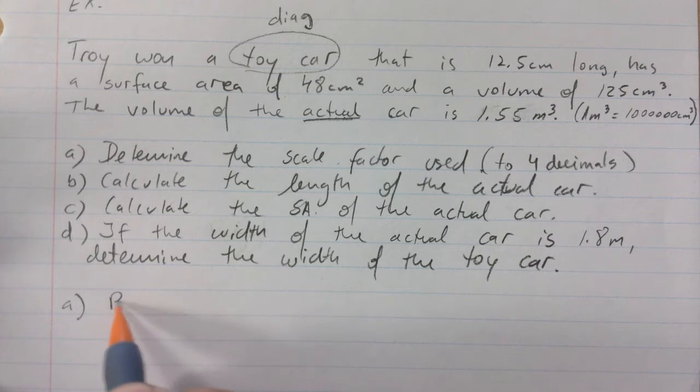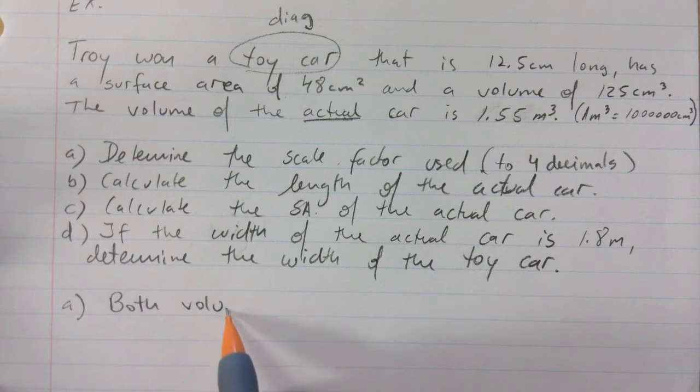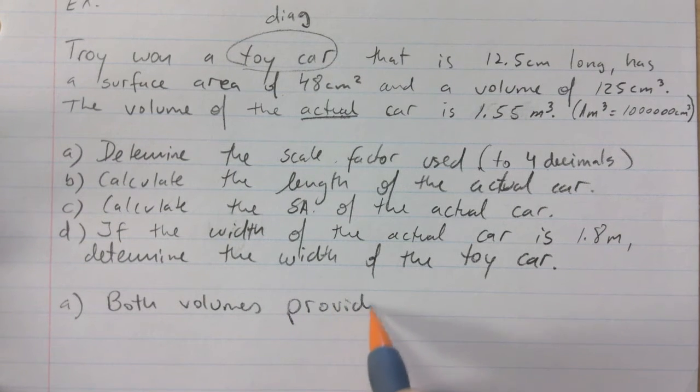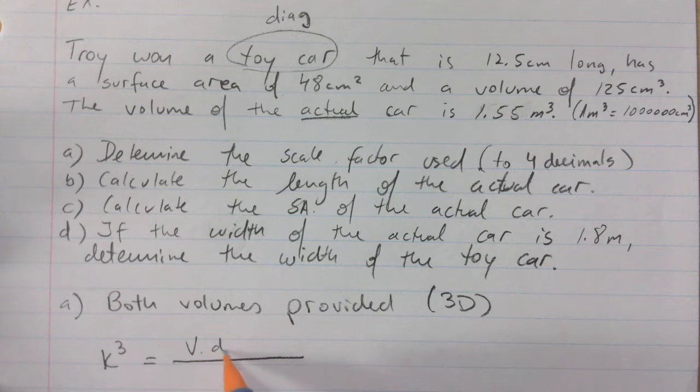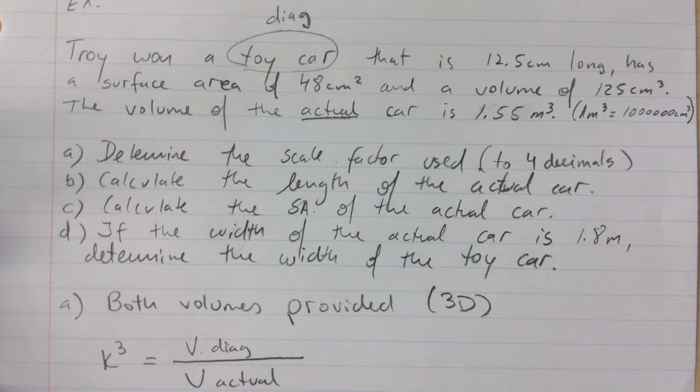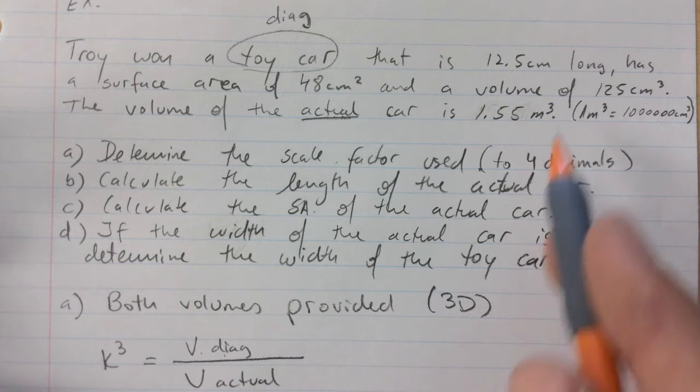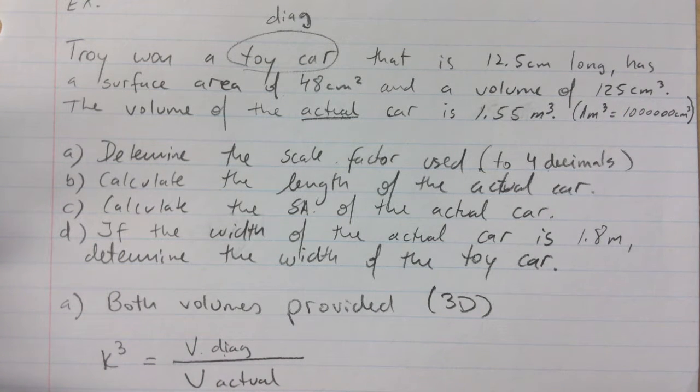So I know that both volumes are provided. This is a three-dimensional value, so knowing that the volumes between two similar shapes will be affected by a factor of k cubed, I'm going to go volume of diagram over volume of actual. So k cubed is going to be the volume of the diagram, which is 125 centimeters cubed, and the other one is 1.55 meters cubed.